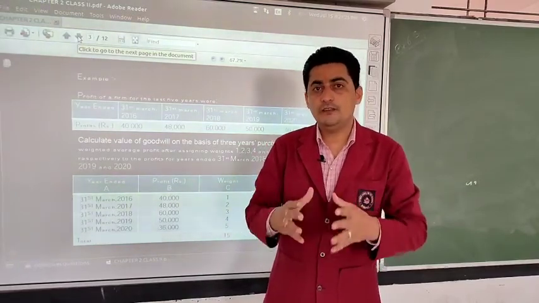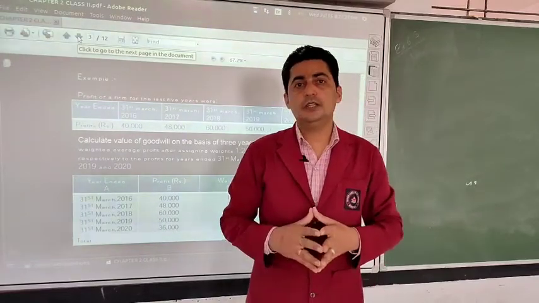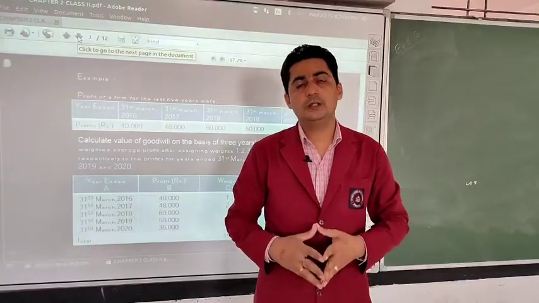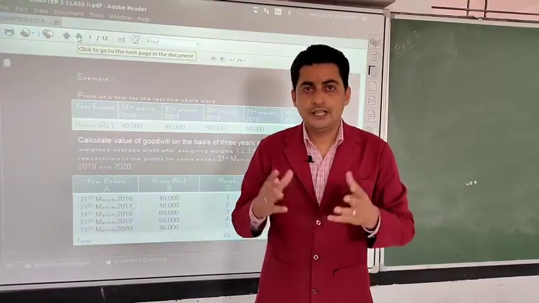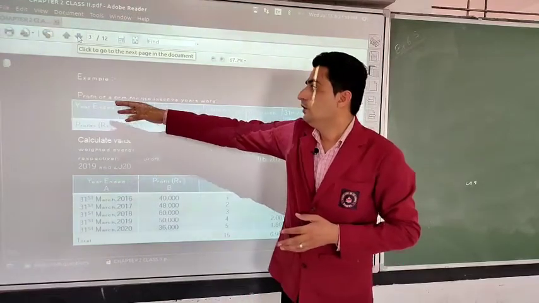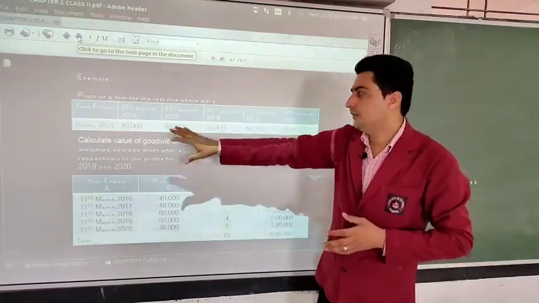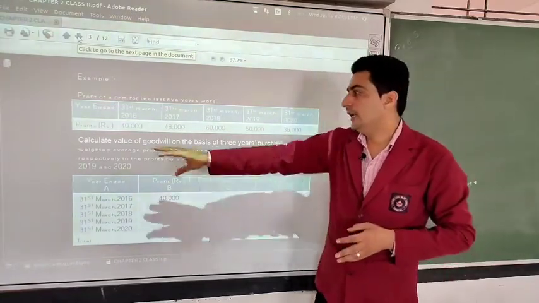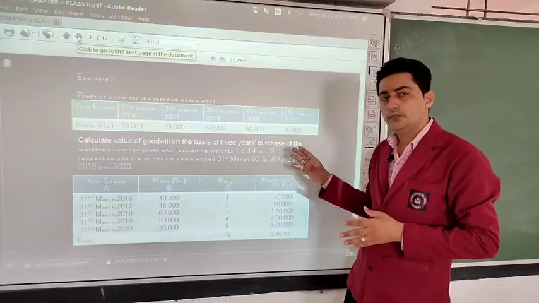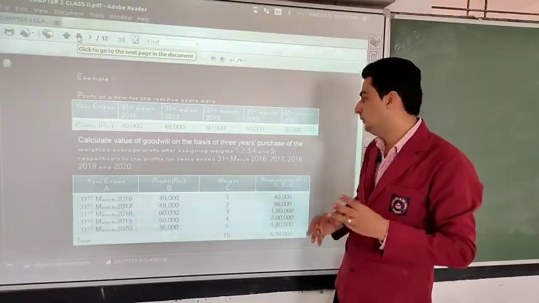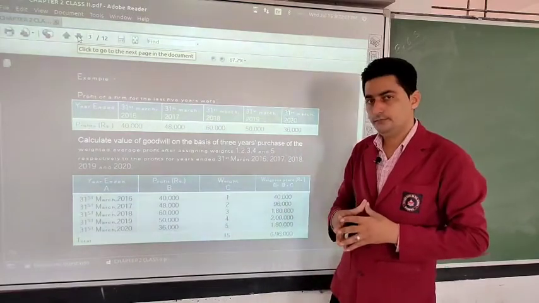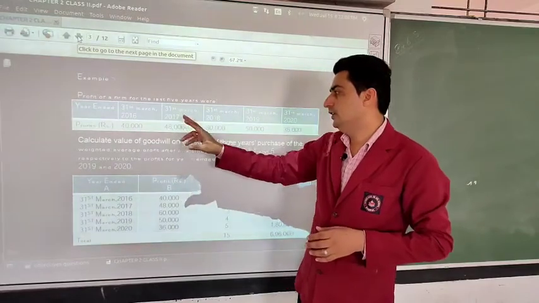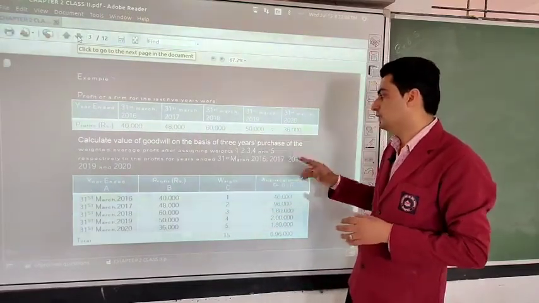Now in weightage average profit method, one weightage will be given for each profit. By that you have to calculate weightage average profit. Let us solve one question. Profit of the firm for last 5 years is given: 40,000, 48,000, 60,000, 50,000, 36,000. Calculate value of goodwill on the basis of 3-year purchase. We have to calculate goodwill on the basis of 3-year purchase of the weightage average profit. Weightage is already assigned. First year weightage is 1, then 2, 3, 4 and last weightage is 5.